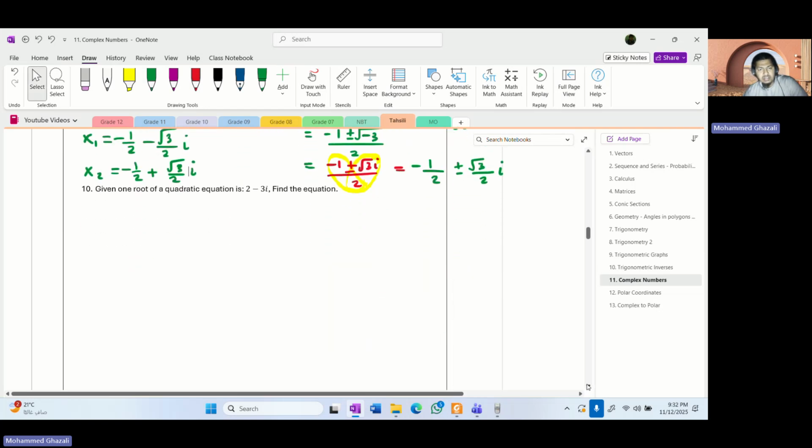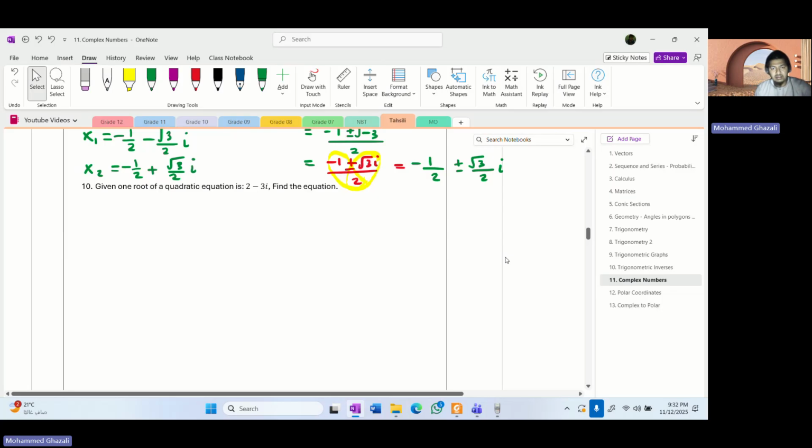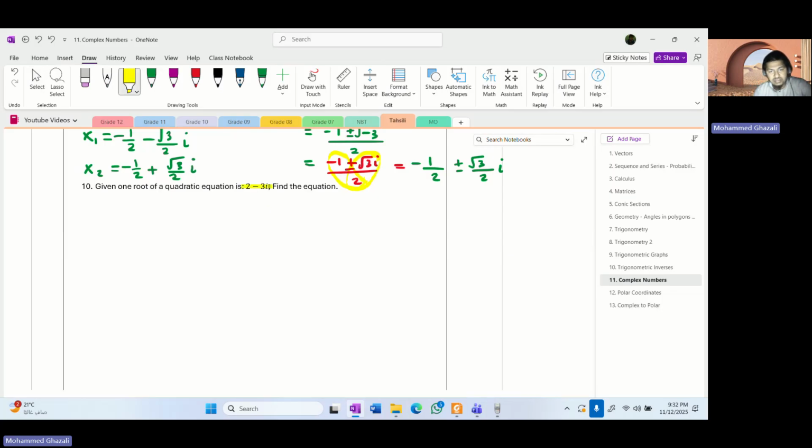Given one root of a quadratic equation is 2 minus 3i, find the equation. So obviously, if one of the roots is 2 minus 3i, the other root has to be 2 plus 3i. So we got two answers, x equals 2 minus 3i or x equals 2 plus 3i. Bring the 2 over, bring the 3 over. So we got x minus 2 plus 3i, put it in brackets, and bring that over. Put it in brackets, make it equal to 0 because we need to find the equation. So x minus 2 minus 3i.